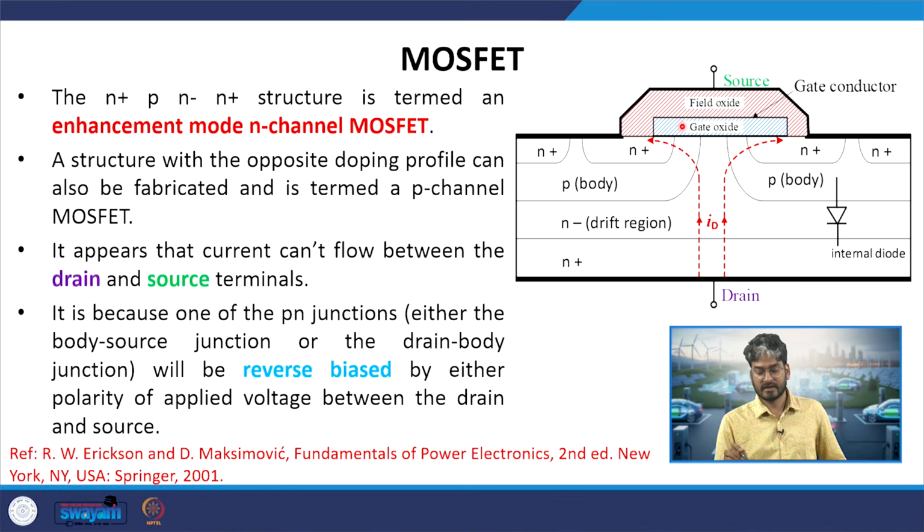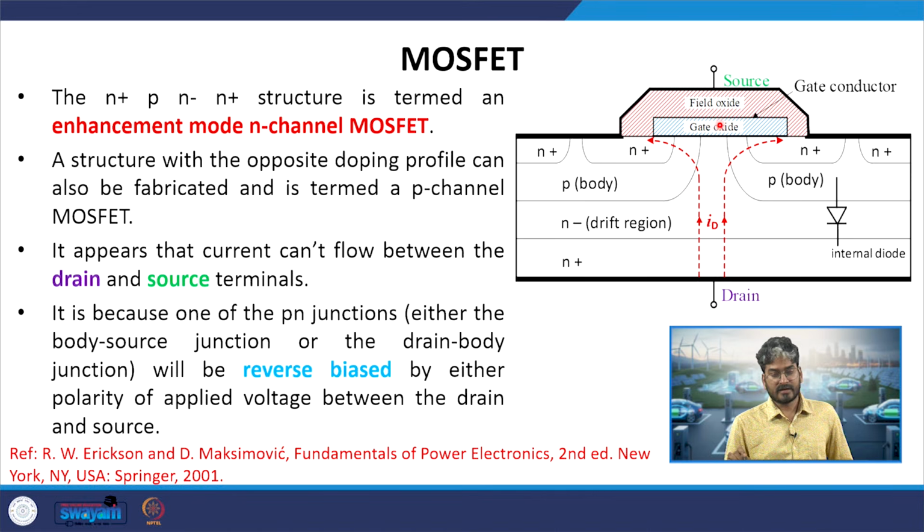Suppose I go for the vice versa connection, where the negative supply is connected over here, and the positive terminal of the supply is connected to the drain. What will happen now? This junction is reverse biased, as this N minus is connected to the positive supply. From this analysis, we can say that the PN junction diodes, whether body to source or drain to body, get reverse biased depending on which terminal of the supply is connected. As they are reverse biased, it seems that current flow through this device will not be possible, but that is not so.